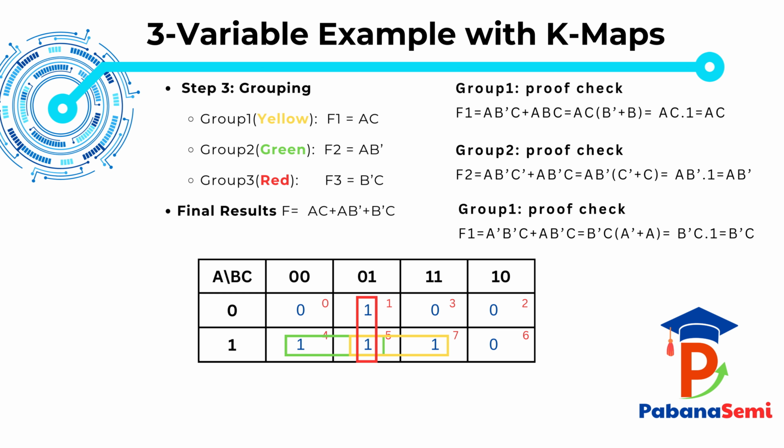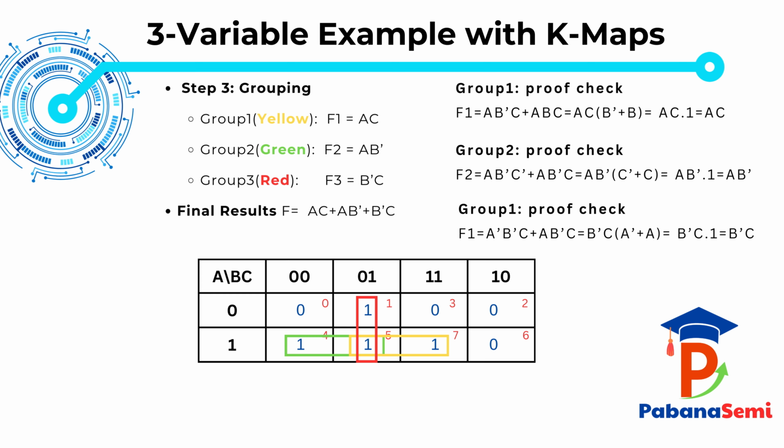Group 1, proof check. Let us verify algebraically. F1 equals ABC plus AB prime C. Factor AC. F1 equals AC(B prime plus B). Since B prime plus B equals 1, F1 equals AC.